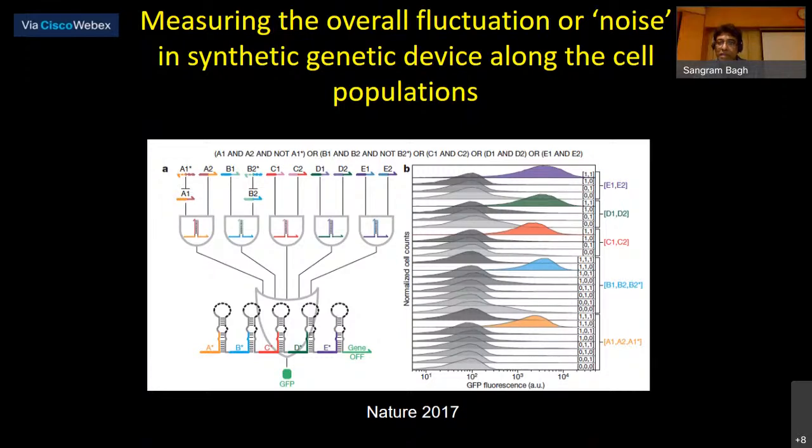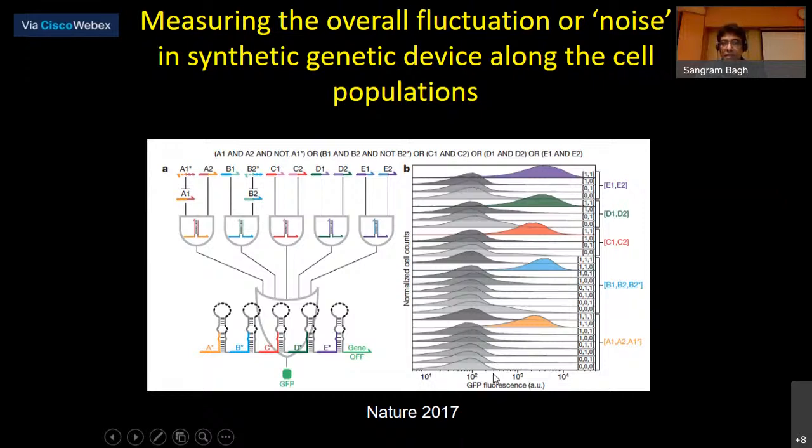So that means even if there is a single gene, if you give some particular kind of inducer, your AND gate or something, then that particular EGFP is expressed differently in different cells. Now, how will we measure that? We generally measure it through flow cytometry. So here is a flow cytometry experiment you can see.